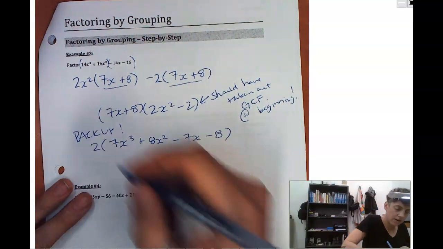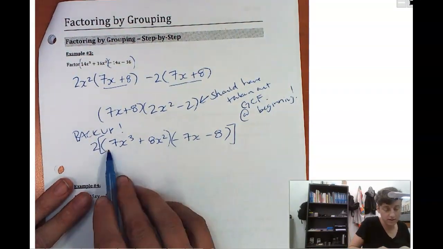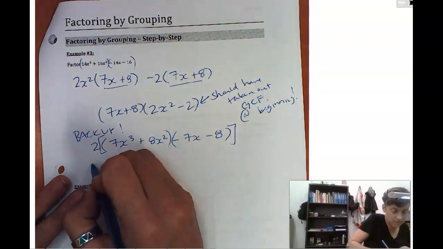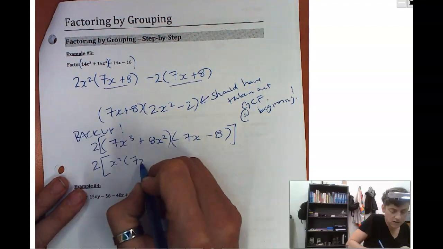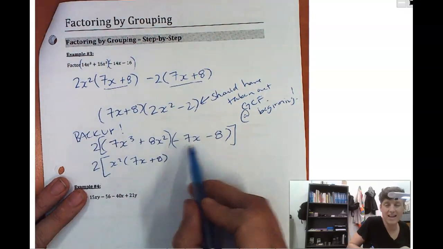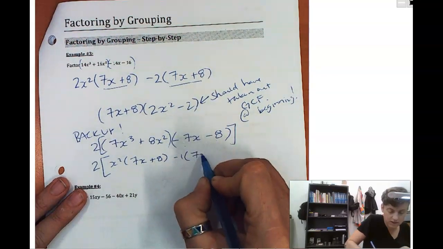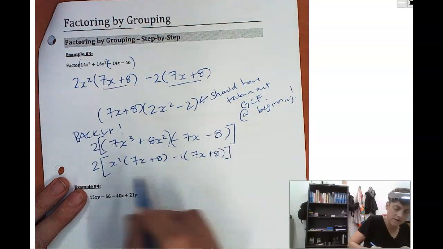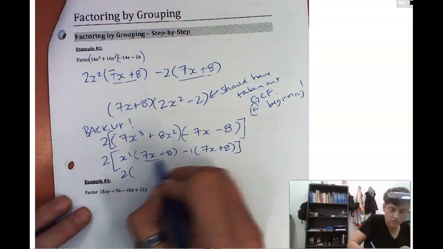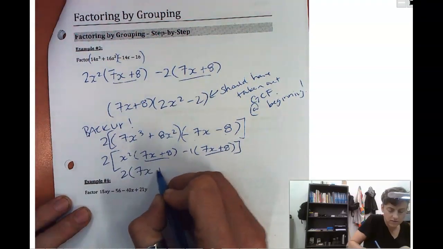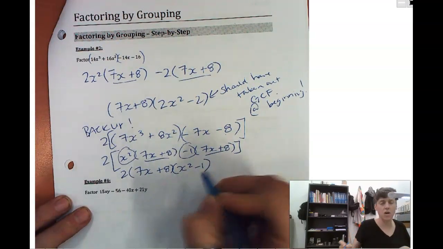Gotcha. All right, now let's group the first two and the second two. What can I take out here? Now all I can take out is x squared. So I've got my greatest common factor, my x squared. I'm left with 7x plus 8. Let's take out a negative 1 so that we can get our factor to be the same, 7x plus 8. So now our answer is our greatest common factor times our factor that was the same, 7x plus 8, times our GCFs we took out, x squared minus 1.